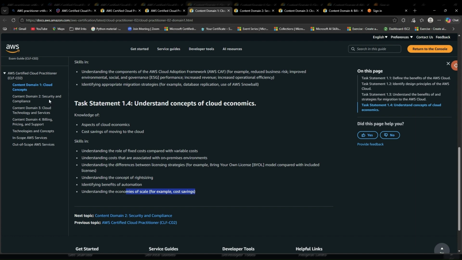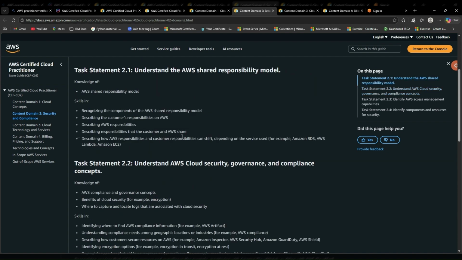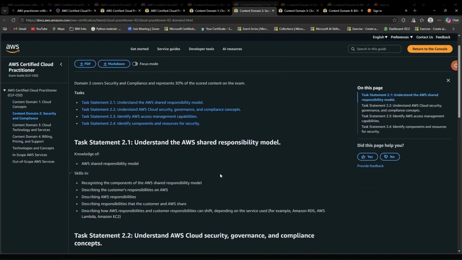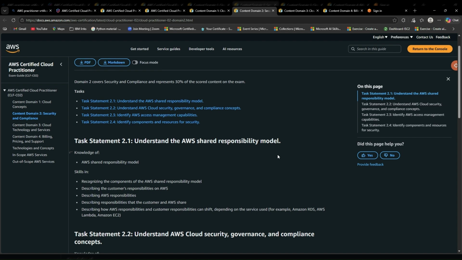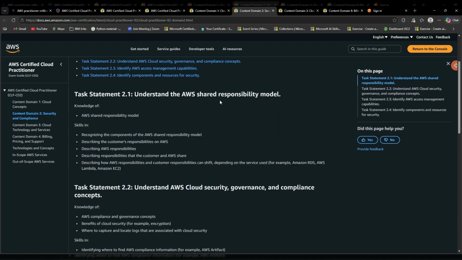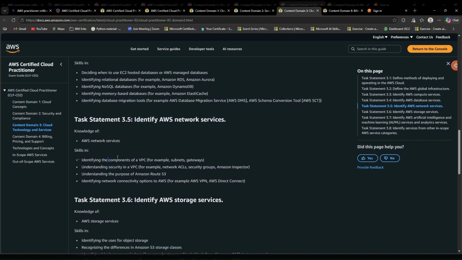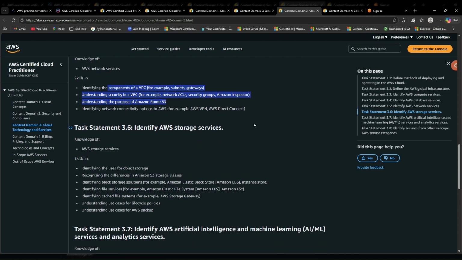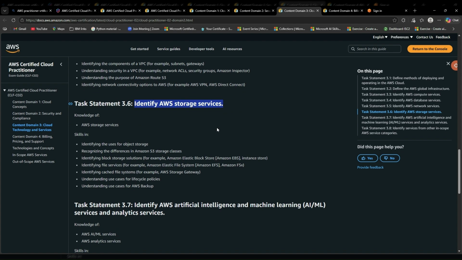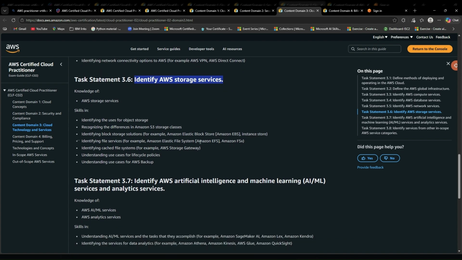The second domain is security and compliance. Over here, you should be able to understand the AWS shared responsibility model. This is the key one. Most of the questions come on different basic networking services like VPC, ACL, security groups, Route 53, and all these networking topologies and network connectivity options. And then identify the different storage services in AWS: S3, EBS, storage gateways, etc.